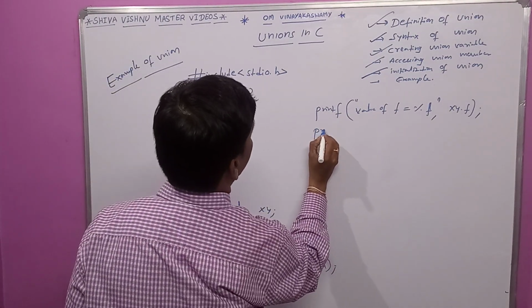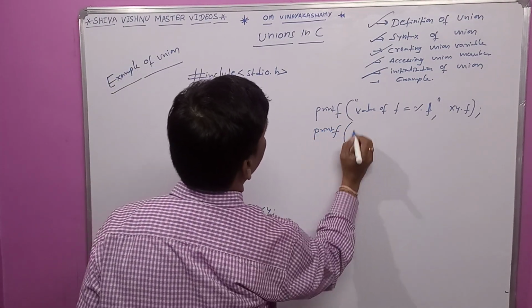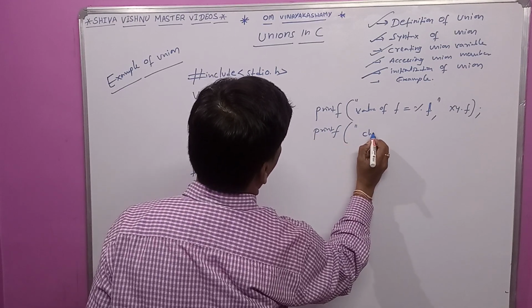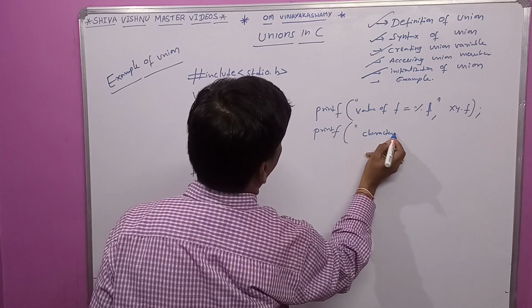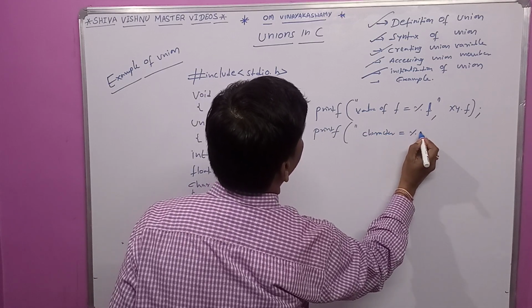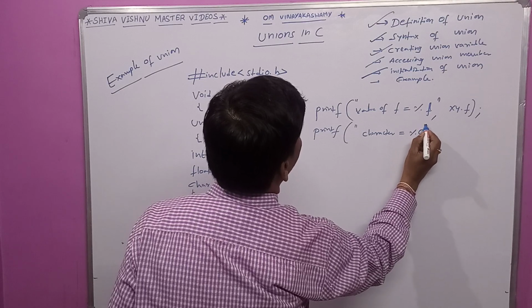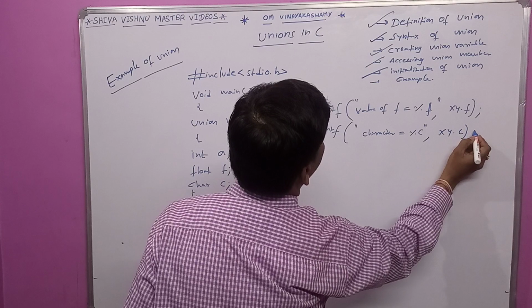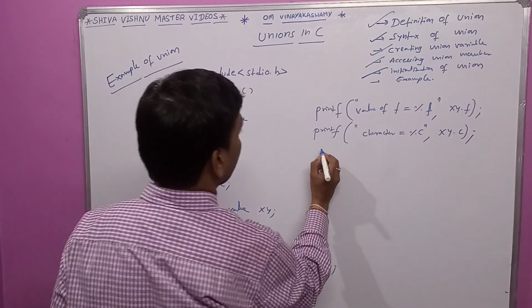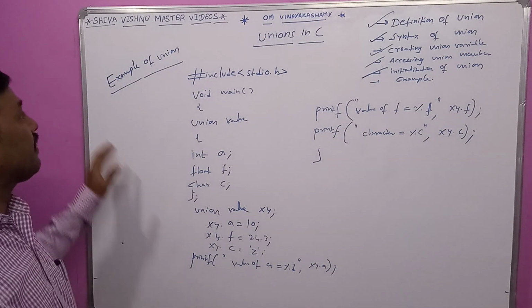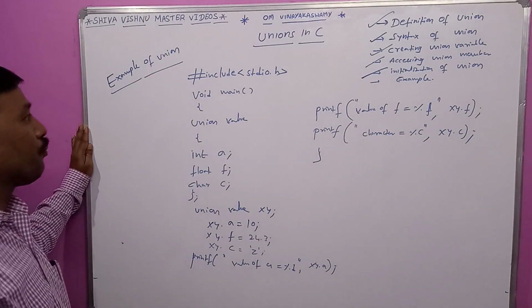It's a printf: character equal to percentage c, comma, xy dot c is the member. Now you can see that it is closed. This is an example of the union program.